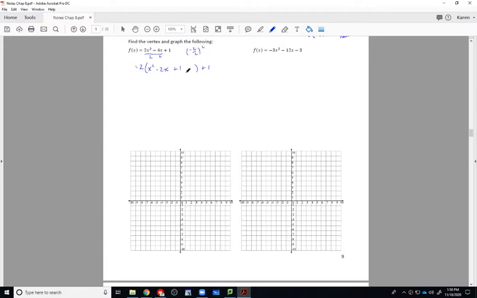So I'm going to add 1, but that would change my expression, so I'm also going to subtract 1. Now my perfect square would be x squared minus 2x plus 1, so I don't want this minus 1.